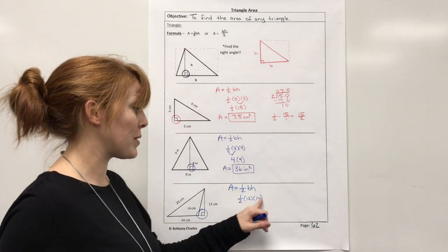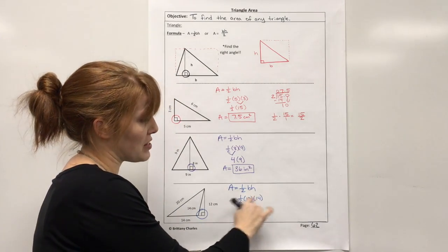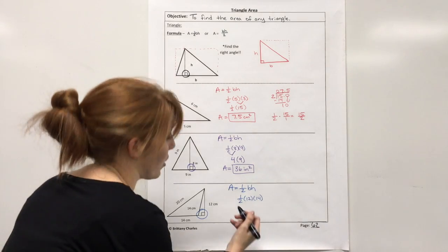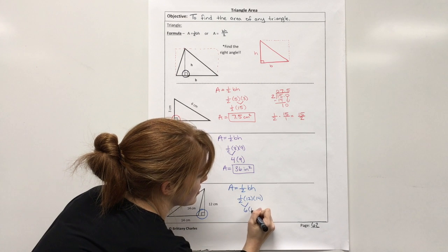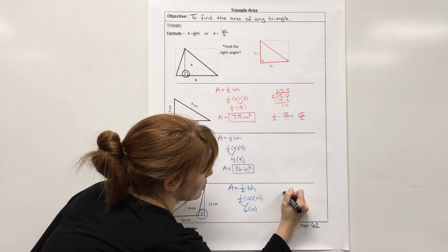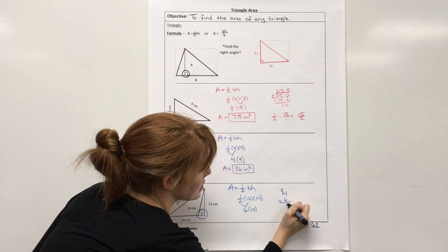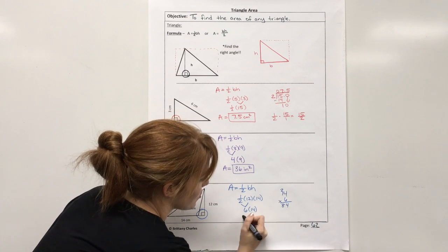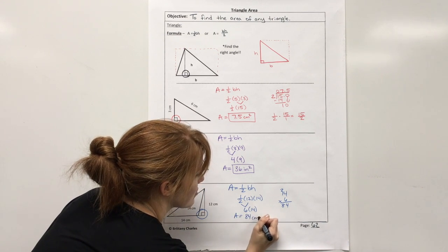Again, you can multiply 12 and 14 first and then take half of it, or you could take half of one of these numbers first. I'm going to take half of 12, and half of 12 is 6, so then it's 6 times 14, 14 times 6, that'd be 24, 6, 7, 8, so that'd be 84, and it's centimeters squared.